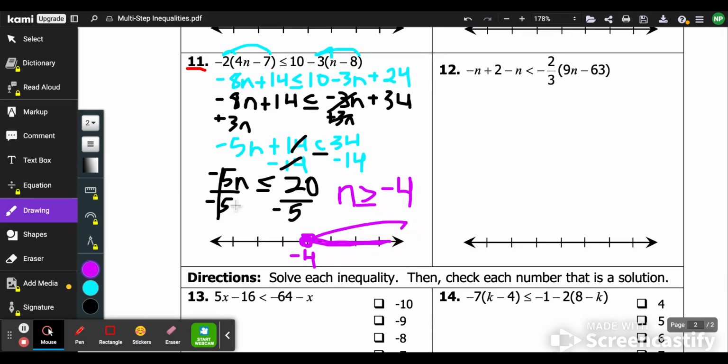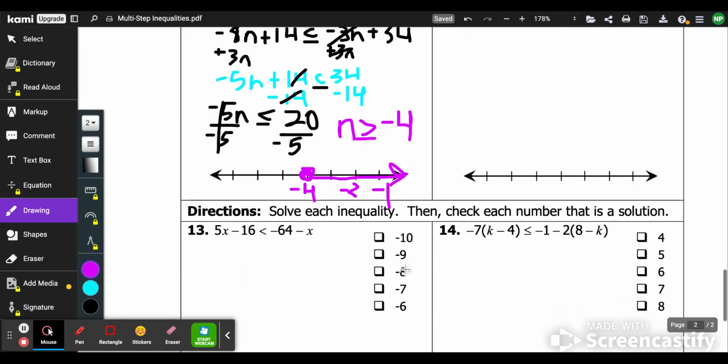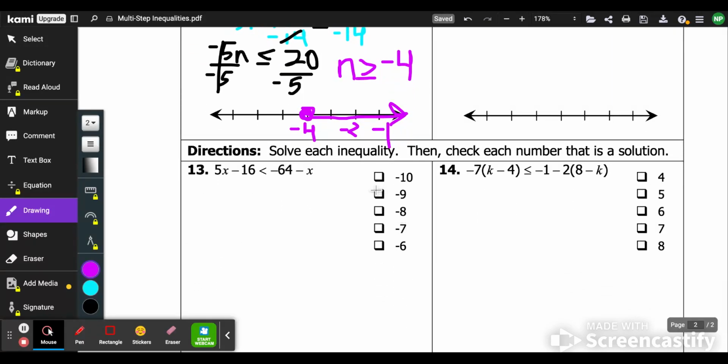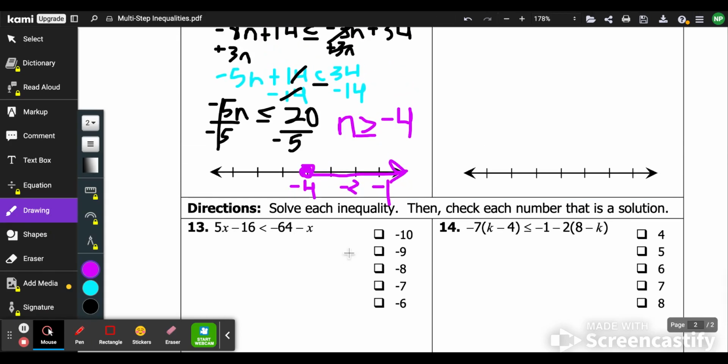So -4 would be an answer. -2, -1, all those are possibilities. When you get down to the bottom, once you solve it, it's asking you to choose all the numbers that are solutions. So for 13 and 14, there could be multiple answers.